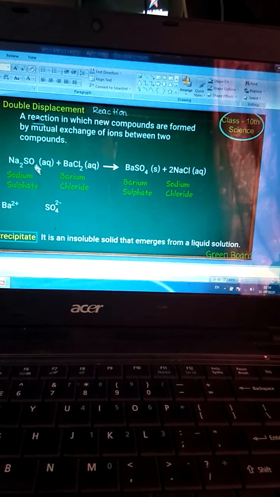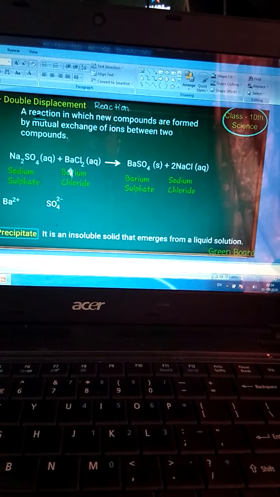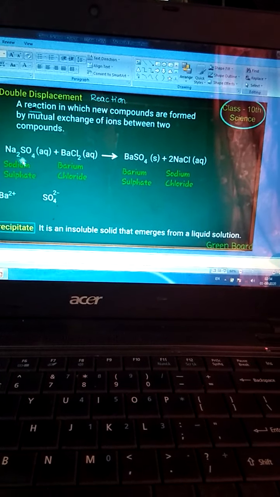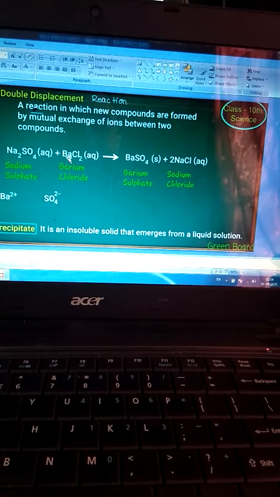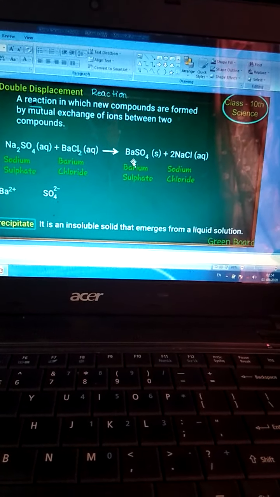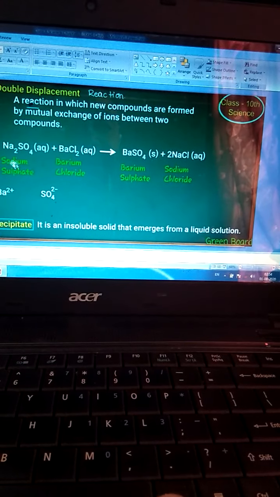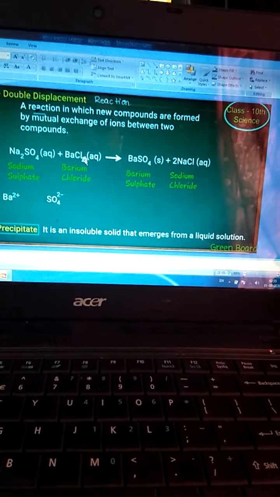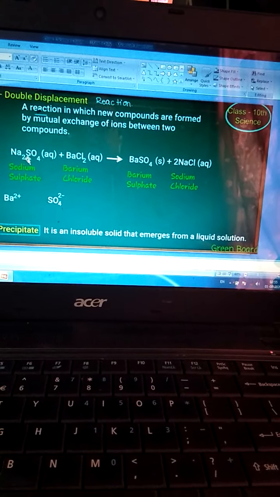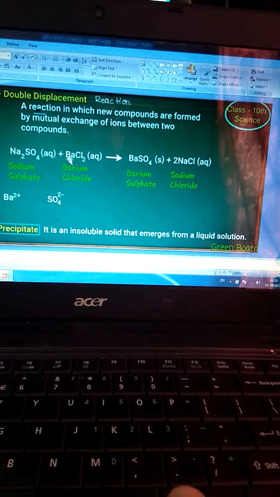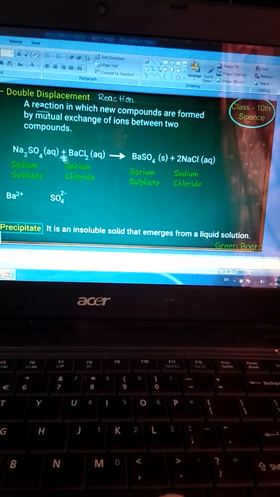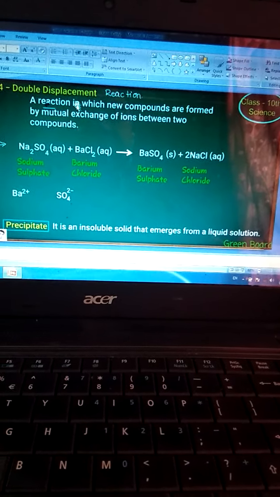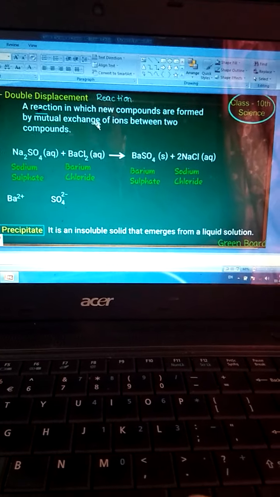this sodium sulfate we have taken and barium chloride. When these two react, now this sodium here has been displaced by barium and this sodium has taken the place of barium here. So both are exchanging their position. Now barium is taking the position of sodium and sodium is taking the position of barium. So double displacement, both are displacing each other. So such type of reaction is called double displacement reaction.